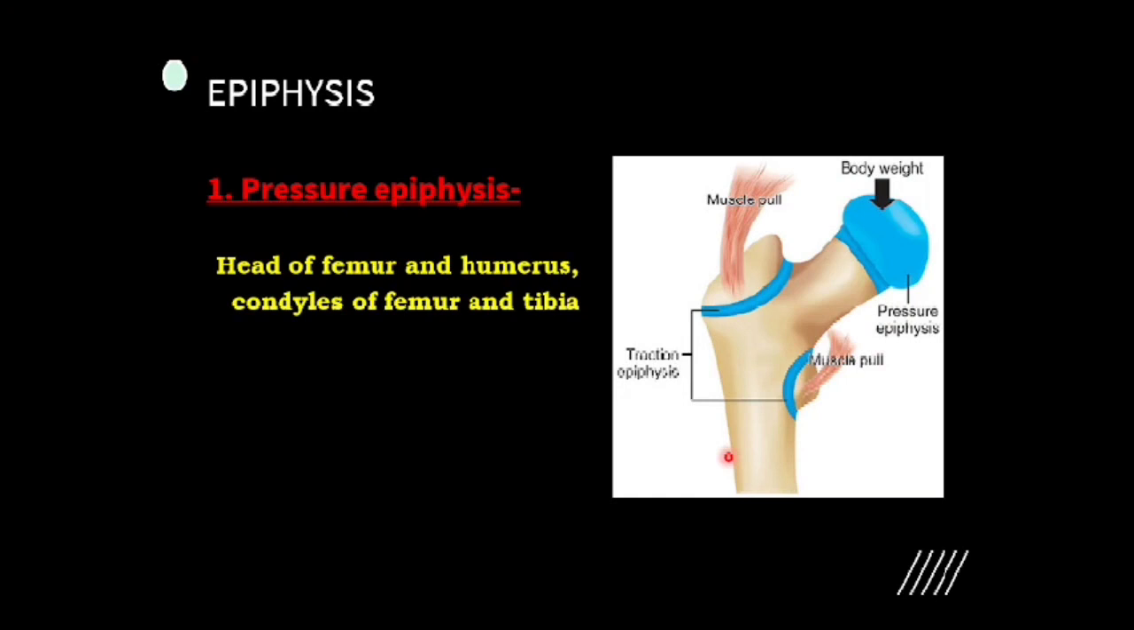It is covered by articular cartilage, and you can see in this diagram, it is the region of the long bone that forms the joint is the pressure epiphysis. Now examples of pressure epiphysis are head of femur and humerus, and the condyles of femur and tibia. So you know that through these regions maximum weight is transmitted. So that is the example of pressure epiphysis.